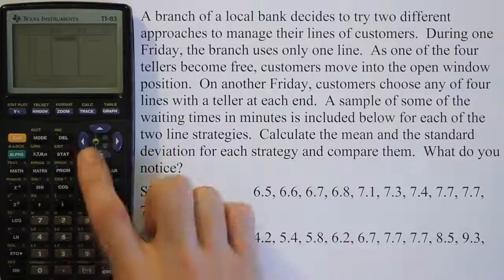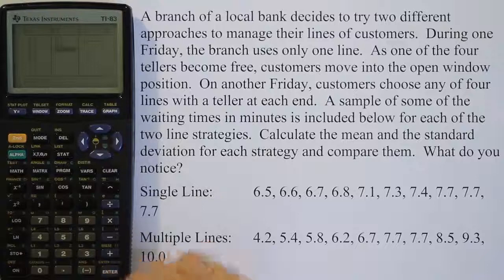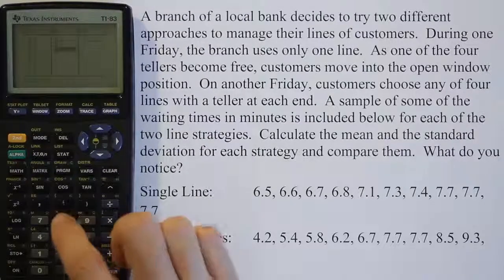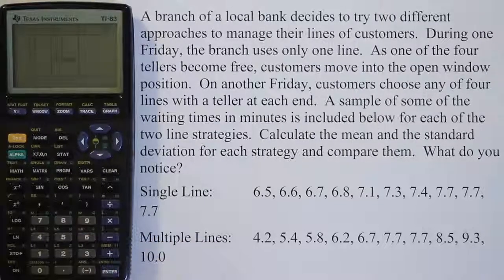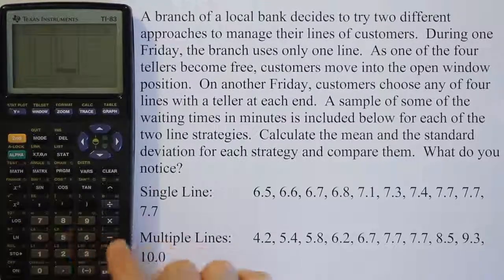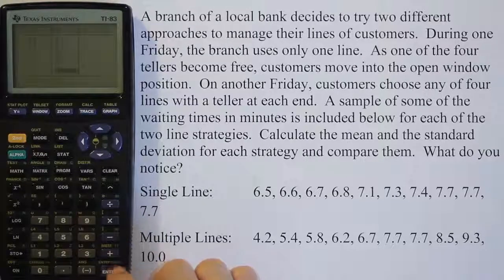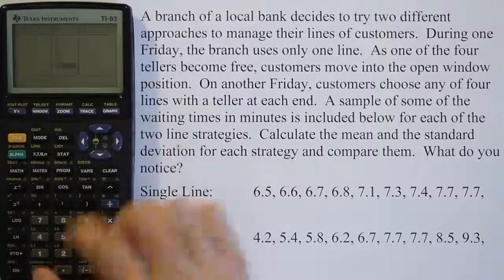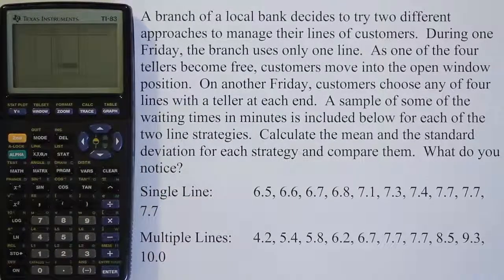So 4.2, down, and 5.4. You see I actually pushed down instead of hitting enter. That works the same way, right? So 5.8, enter, 6.2, enter, 6.7, enter, 7.7, enter, 7.7, enter, 8.5, enter, 9.3, enter, and lastly 10. Okay, so again, you can see we have the same number of values, 10 in each list. So that's perfect. We've entered all the data into the list. It's all in there safely.